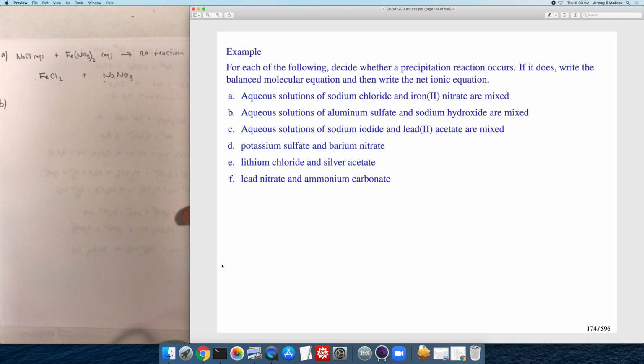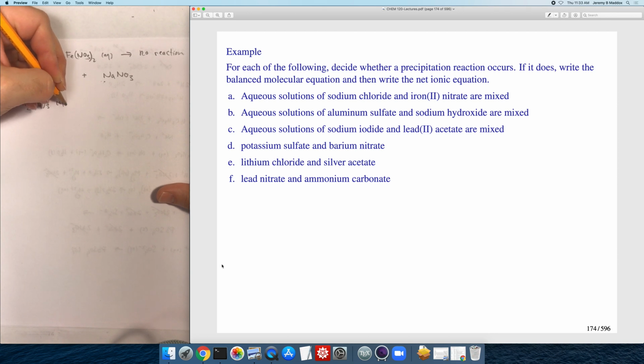For part B, we've got aluminum sulfate. Aluminum is a +3 cation. Sulfate is a -2 anion. So that's the chemical formula for aluminum sulfate. Then we've got sodium hydroxide is the other reactant.